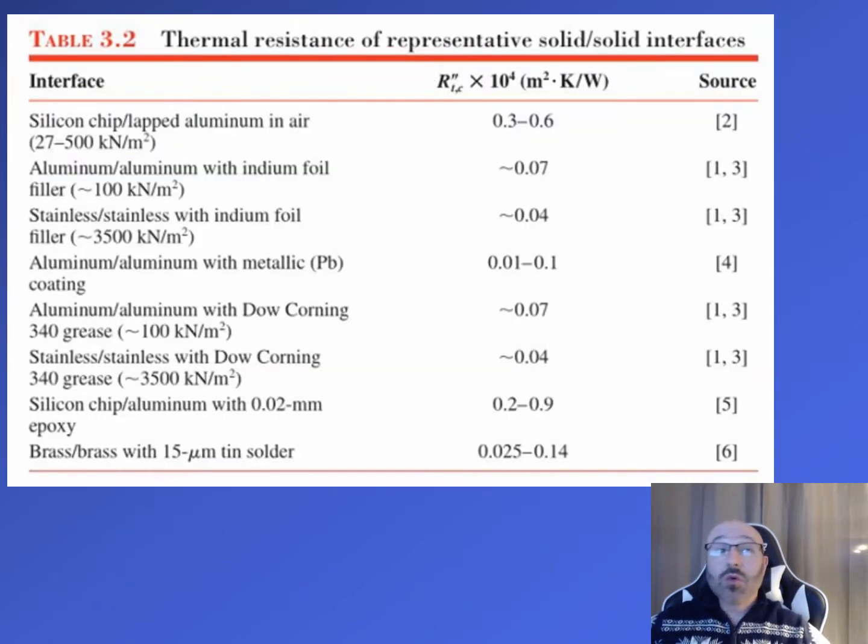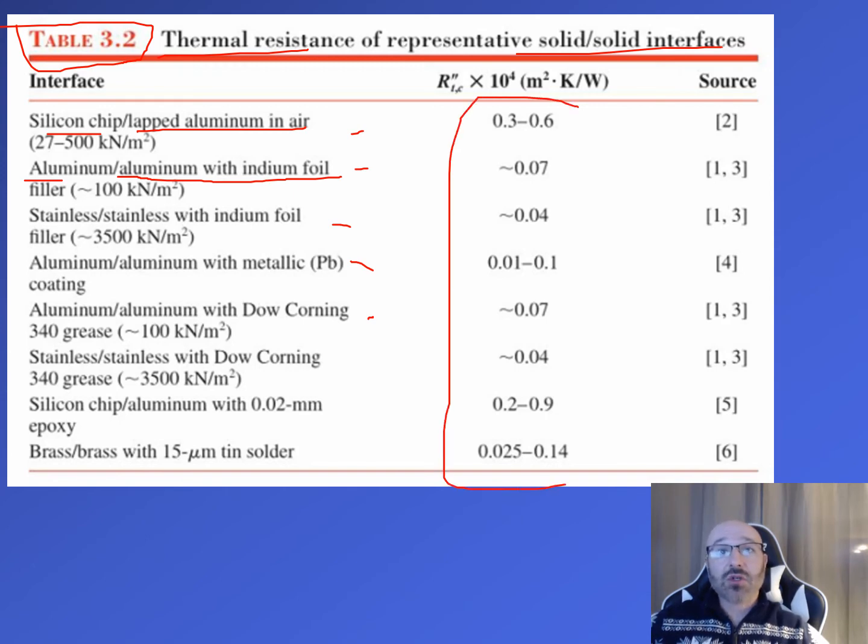Now in 3.2, what we have here in this table is the thermal resistances for different solid-solid interfaces. We can see if we have a silicone chip and lapped aluminum and air, or if we have aluminum with indium and foil, and so on and so forth. They have a couple of different configurations here for these solid-solid interfaces, and with that, the associated thermal resistance values. Again, please pay attention to the units, and the fact that these are times 10 to the 4th right here.